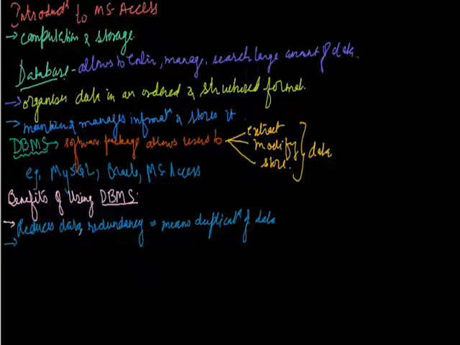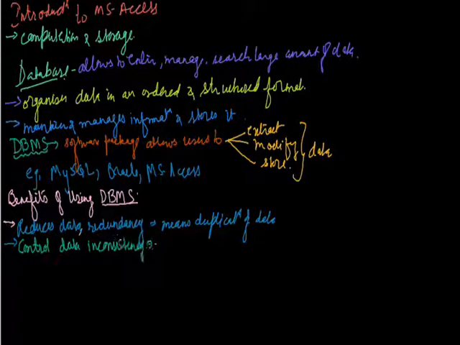So this is the first and important aspect, the feature or the benefit of using a database management system. Then, it controls data inconsistency. First of all, what is that?